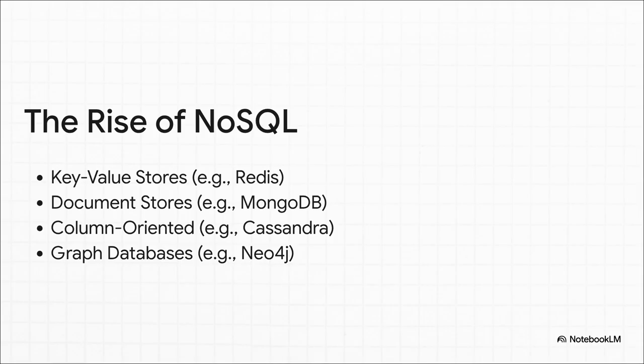This just means there are different tools for different jobs. You've got super fast key-value stores for things like caching, flexible document stores for content, and really powerful graph databases for mapping out complex relationships, kind of like a social network.